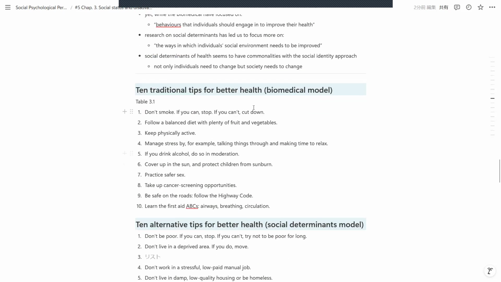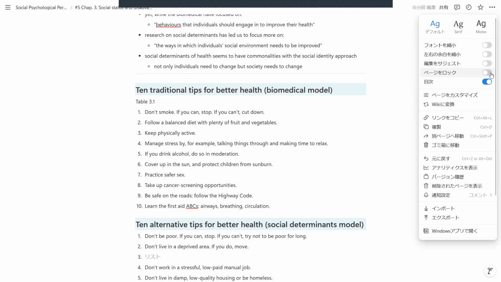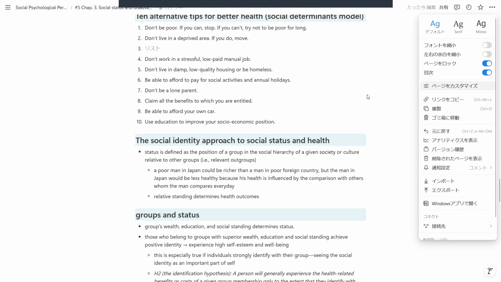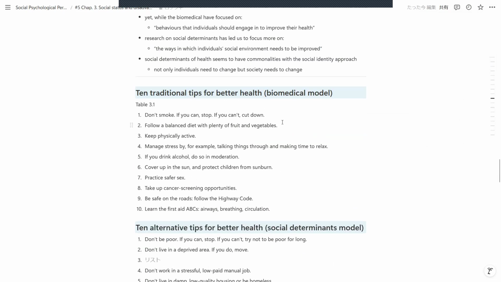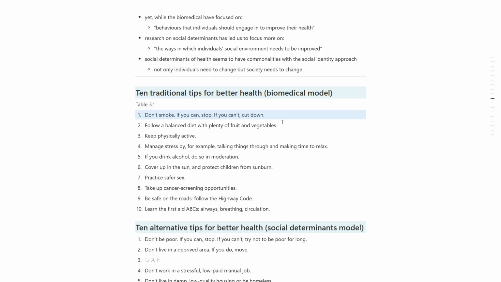And so for today's content, here are 10 traditional tips for better health based on the biomedical model. I think these are very familiar to you because these kinds of tips are very common and people are more familiar with this biomedical model. So let me just read aloud each of them.